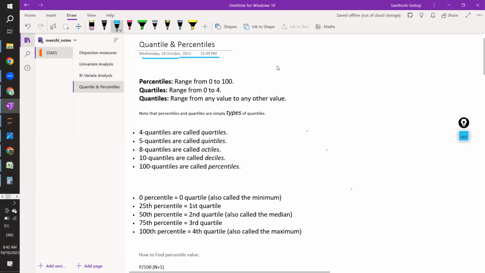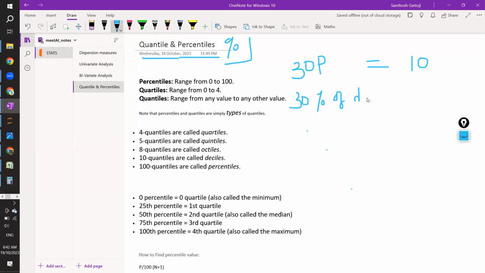When I say 30 percentile equal to 10, observe very carefully. Percentage is different, that is simple percentage. Now when I say 30 percentile equal to 10, that means 30 percentage of the data is less than 10.